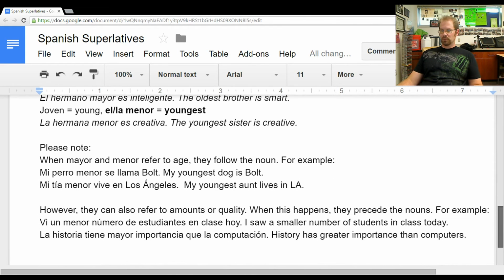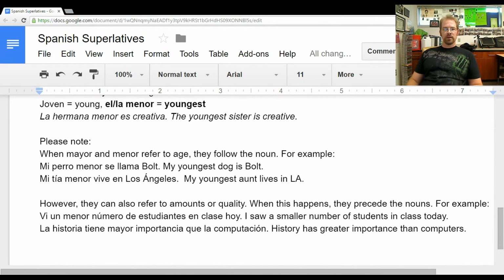I've got one more little note here for you, and then we'll be done. When mayor and menor refer to age, like you saw in my previous examples, they follow the noun. I'll give you a couple more examples. Mi perro menor se llama Bolt. My youngest dog is Bolt, or his name is Bolt. The other one is mi tía menor vive en Los Angeles. My youngest aunt lives in LA. Those refer to age, so you notice that the menor comes after the noun. I don't know why I did youngest twice, so it doesn't matter.